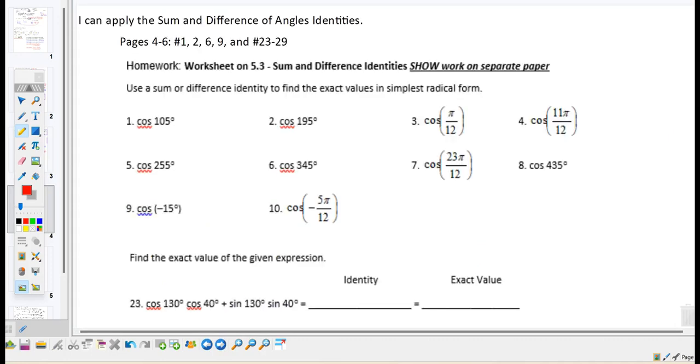Your practice, if you look at your calendar, is page 4 to 6, but just these select problems: 1, 2, 6, 9, 23, and 29.